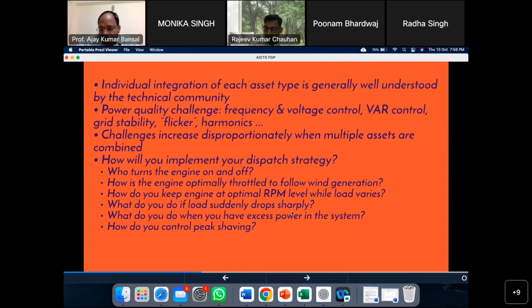Because in some conditions there is a sudden drastic drop of load on the system, and what will we do in that condition? What do you do when you have excess power generation in the system? Because the whole load has been supplied, but your system is still generating electricity. What will you do with this excess electricity generated by the system? How do you control the peak saving of the system? Because it may be possible that when we have a peak generation, there is less user requirement, and when we have a peak requirement, there is less generation. And how can that be used, and we can reduce the peak cost of energy at that time, we have to accommodate.